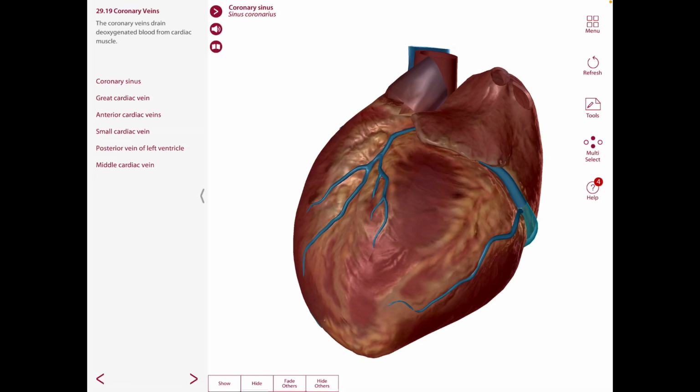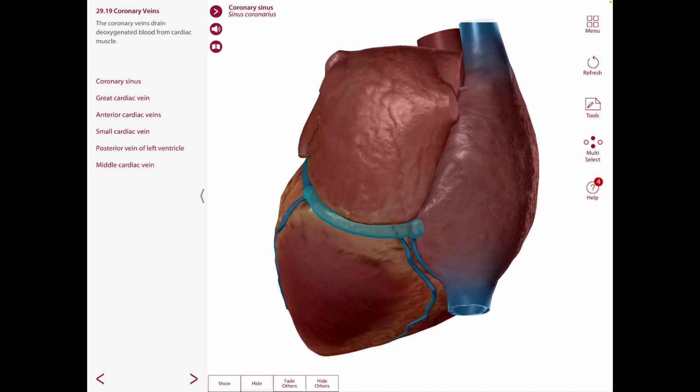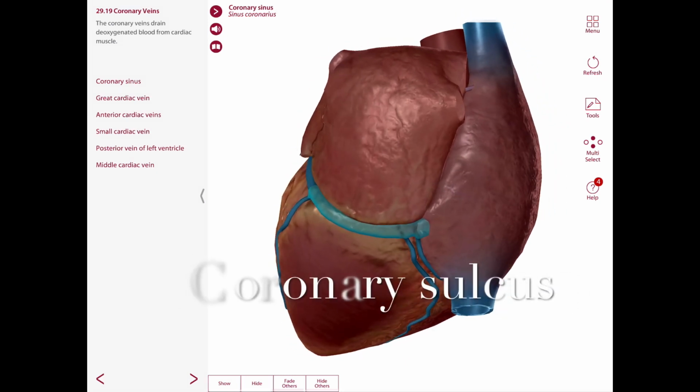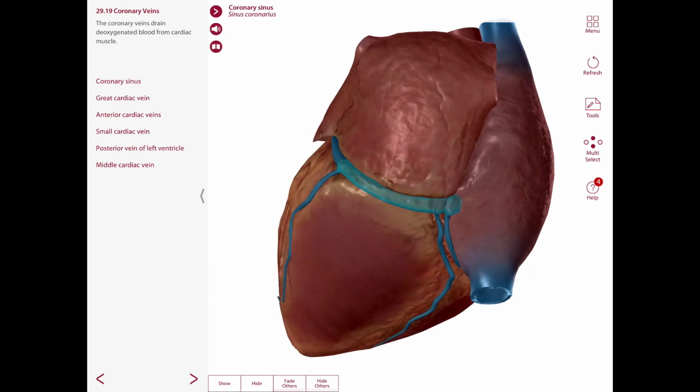Also located on the area of the base of the heart, we have the coronary sulcus, which you can see because the structure has been faded away. In there, you also have the coronary sinus, which if I show again, this is the coronary sinus in blue. This structure collects most venous blood that comes from the heart, and it drains it here into the right atrium.